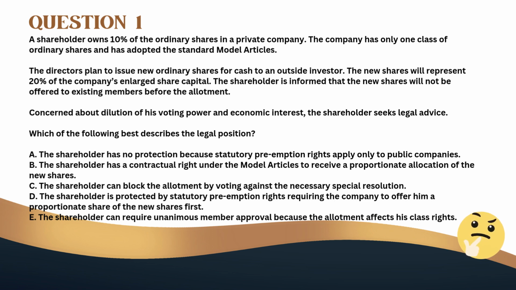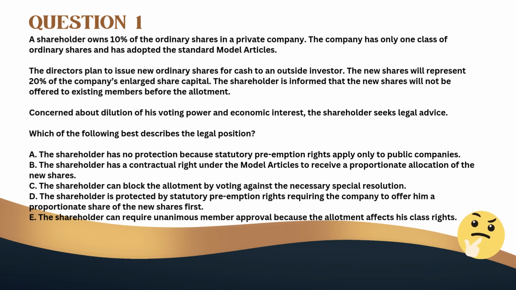The directors plan to issue new ordinary shares for cash to an outside investor. The new shares will represent 20% of the company's enlarged share capital. The shareholder is informed that the new shares will not be offered to existing members before the allotment. Concerned about dilution of his voting power and economic interest, the shareholder seeks legal advice. Which of the following best describes the legal position?